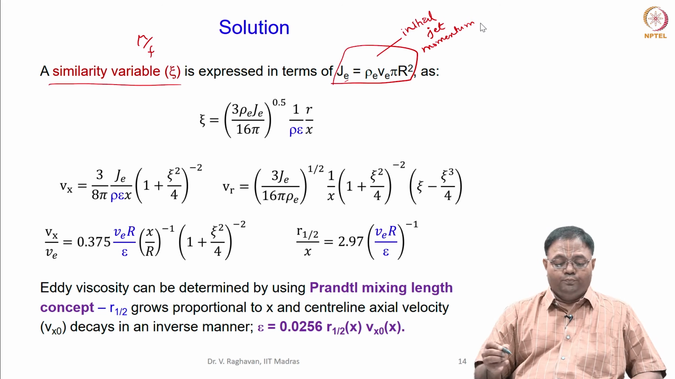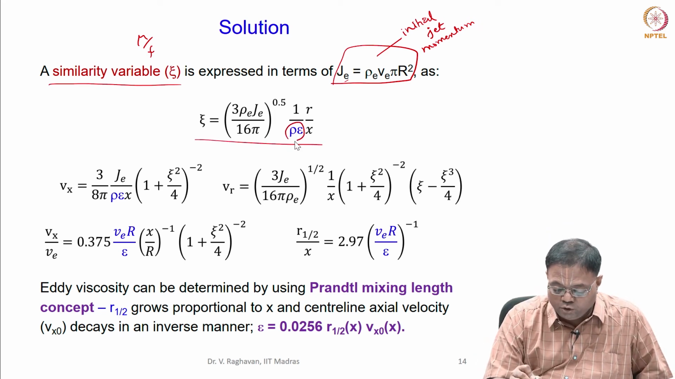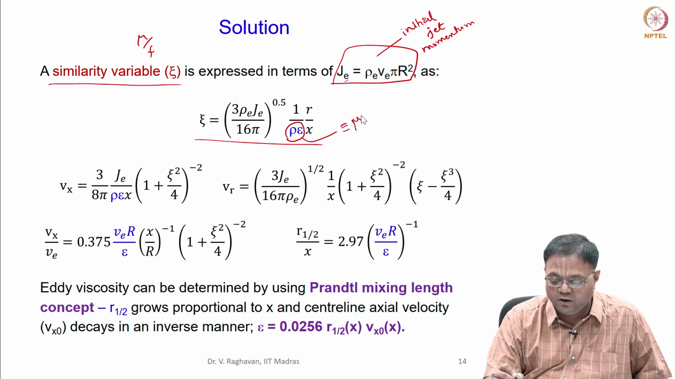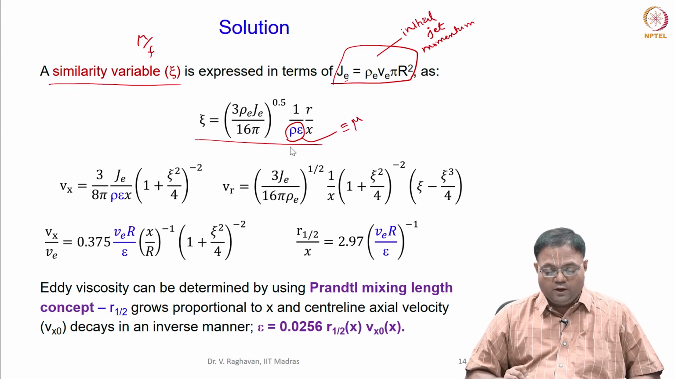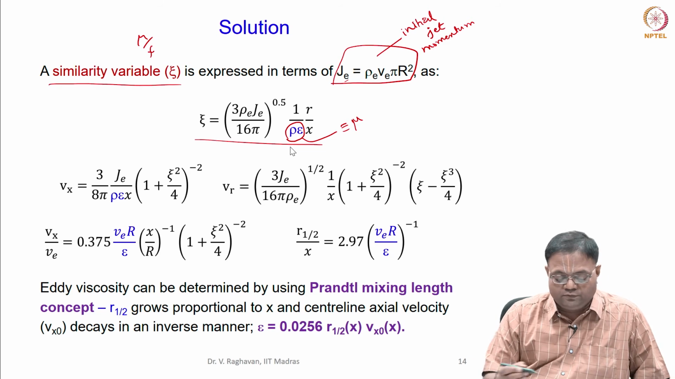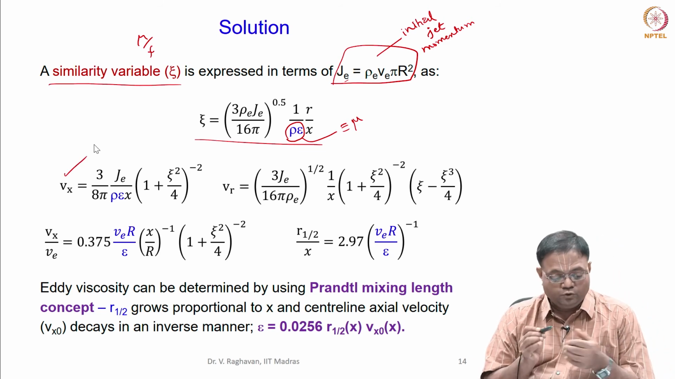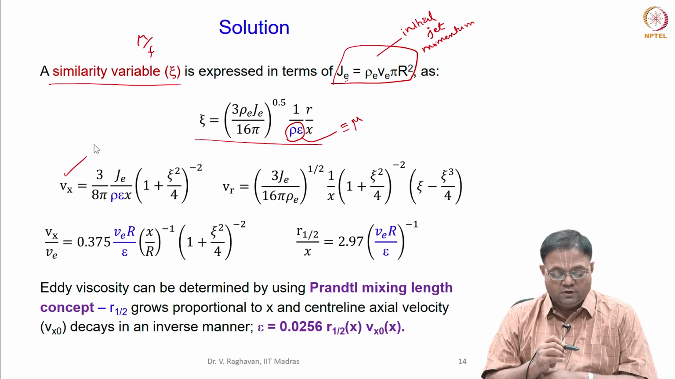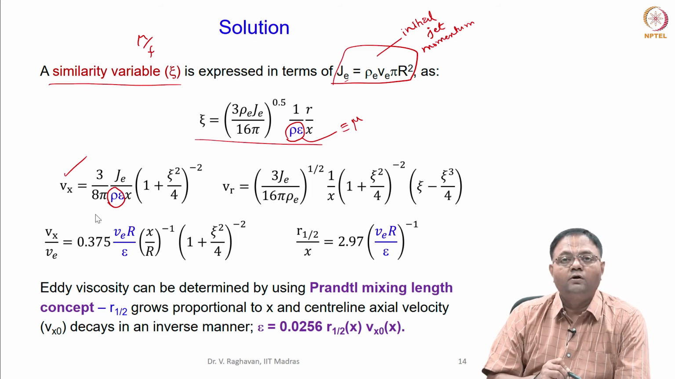The similarity variable is already written, but please see the mu term which was used in the laminar case is now substituted by the eddy viscosity. Everywhere else I do the same. Similarly, we got the solution for the axial velocity Vx. The same equation is written, but the mu part is now replaced by this.